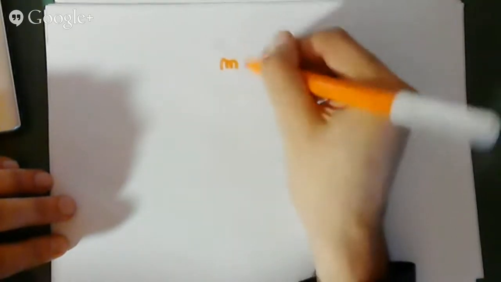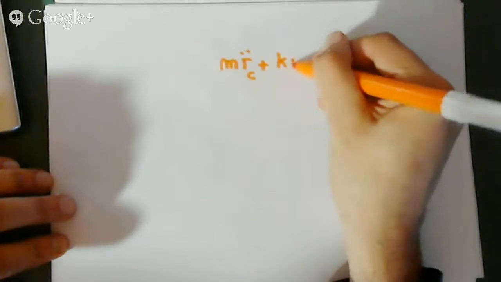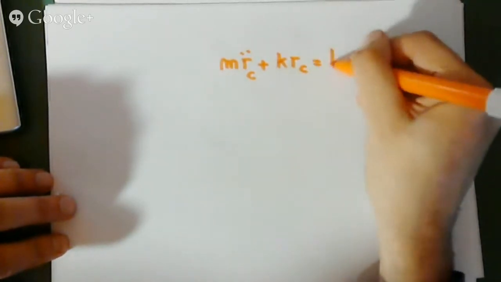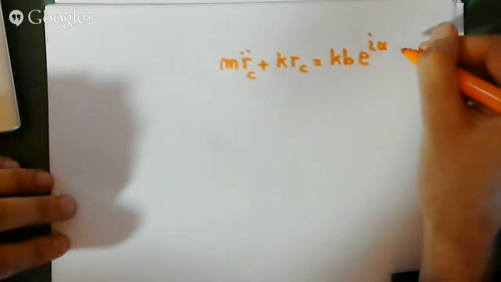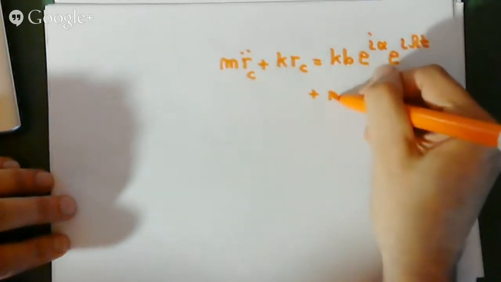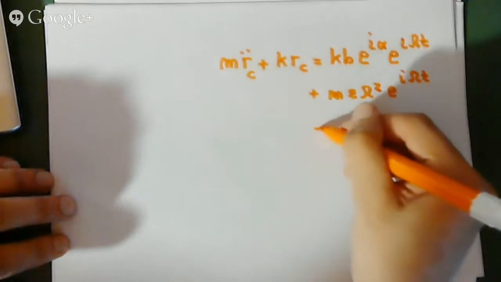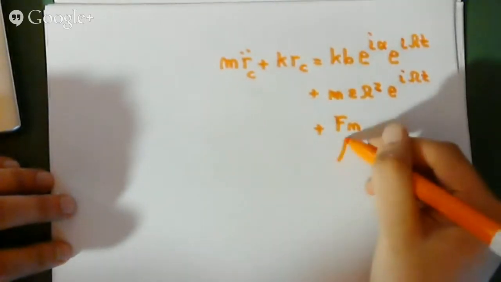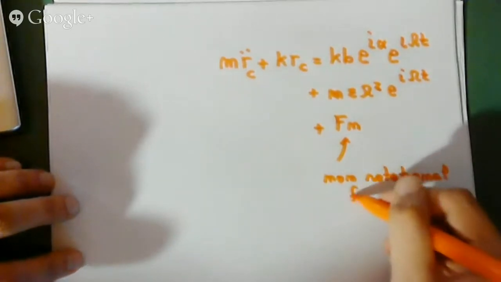We can put these equations in a unique expression introducing complex coordinates, obtaining m r c double dot plus k r c equal to kb per the exponential of i alpha per the exponential of i omega t plus m epsilon omega squared exponential of i omega t plus Fn, where Fn is a non-rotational force.